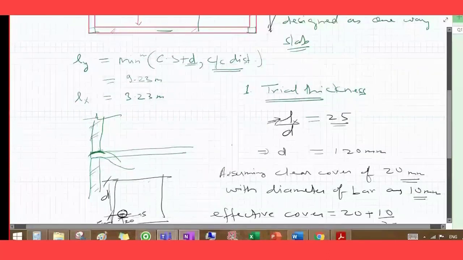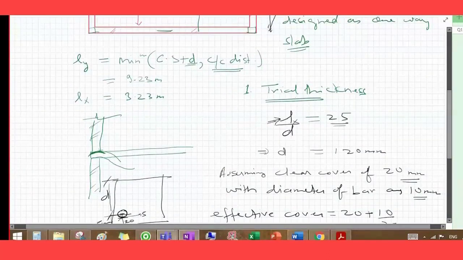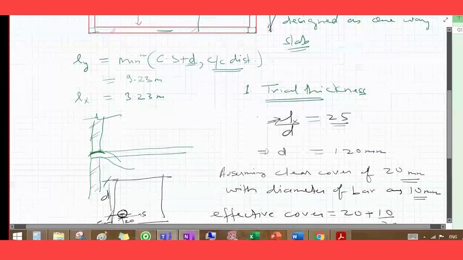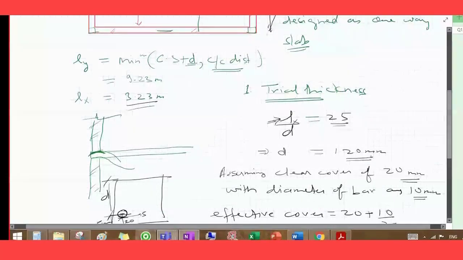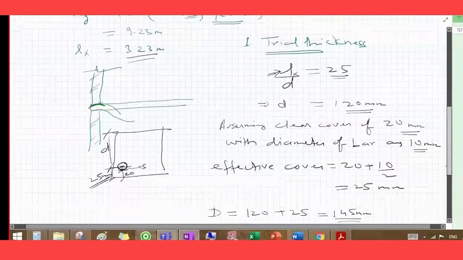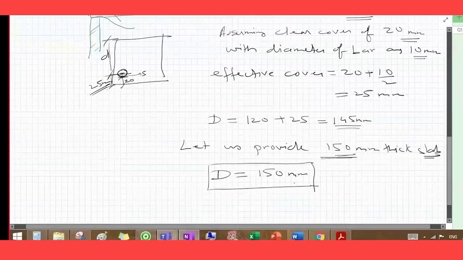So Lx here, sir, is 3. Yes, Lx will be 3. Okay, you can take 3.23. I said this 120 mm which you are getting is just an approximate value, and I know I am not going to provide 120 mm. See here, I am providing actually D equal to 150 mm.